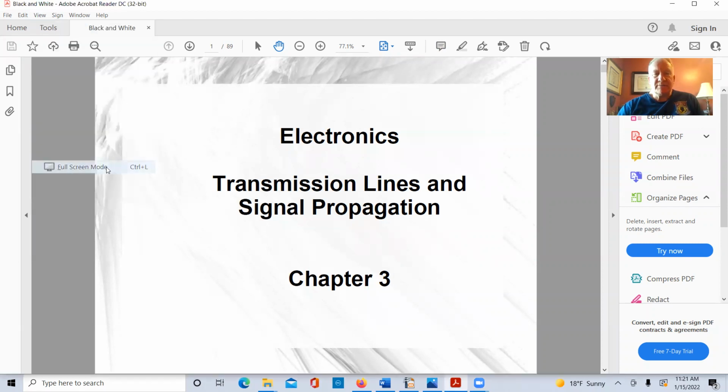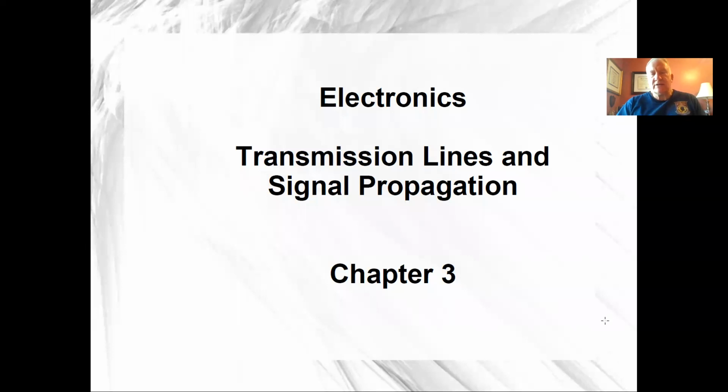Previously, when we talked about transmission lines or wires, we considered a wire to be a perfect conductor with no resistance, no capacitance and no inductance. So in essence, it had an impedance of 0. And now we'd like to look at a more realistic idea.